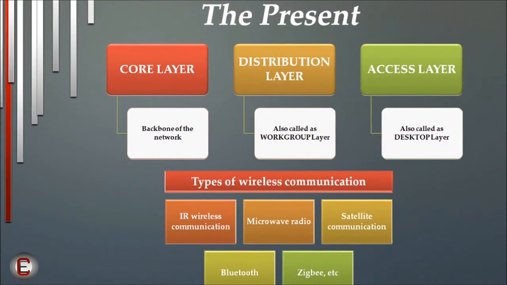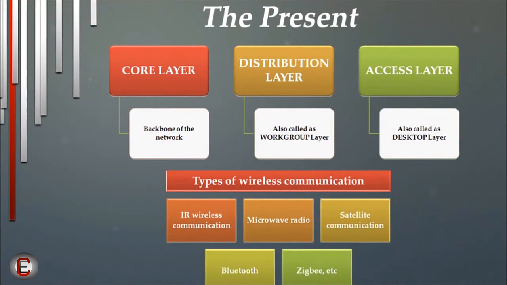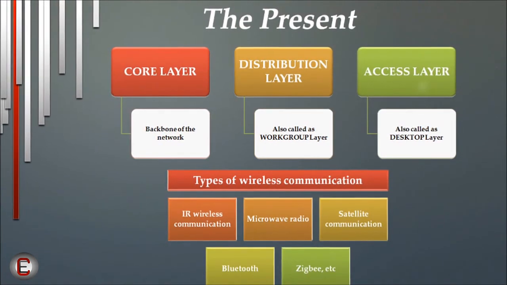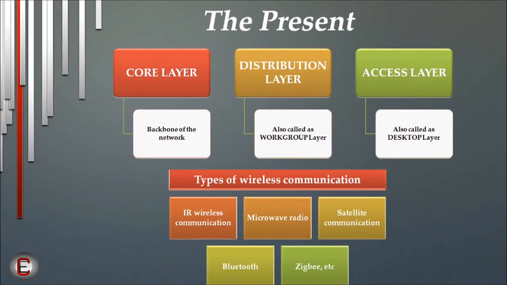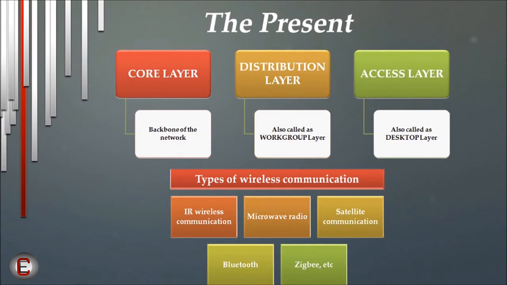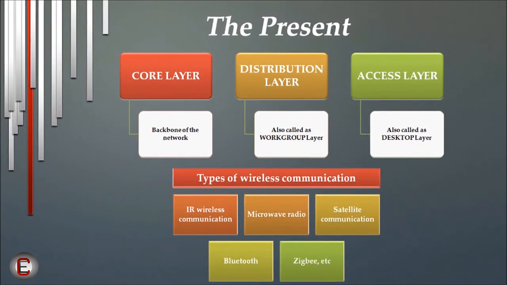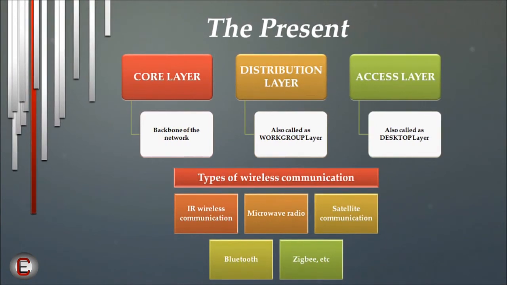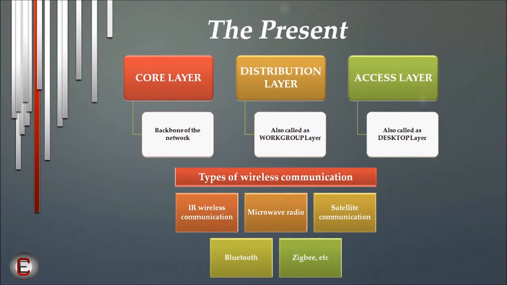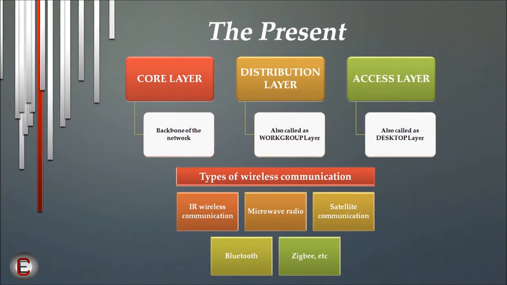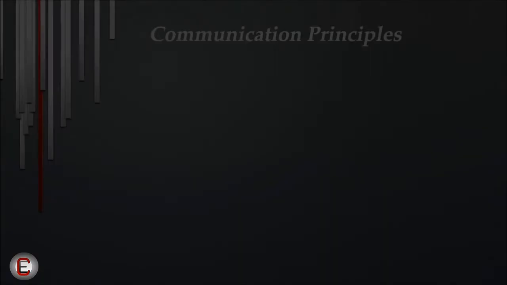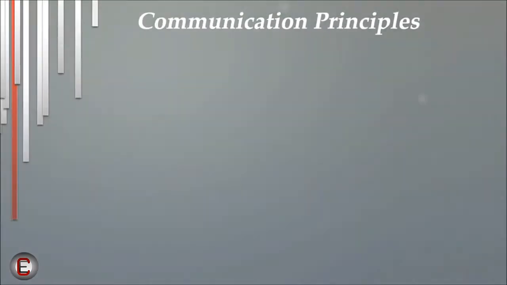The different types of wireless communication mainly include IR wireless communication, satellite communication, broadcast radio, microwave radio, Bluetooth, Zigbee, etc. In the present days, wireless communication systems have become an essential part of various types of wireless communication devices that permit the user to communicate even from remote operated areas. Let us look into some of the communication principles.